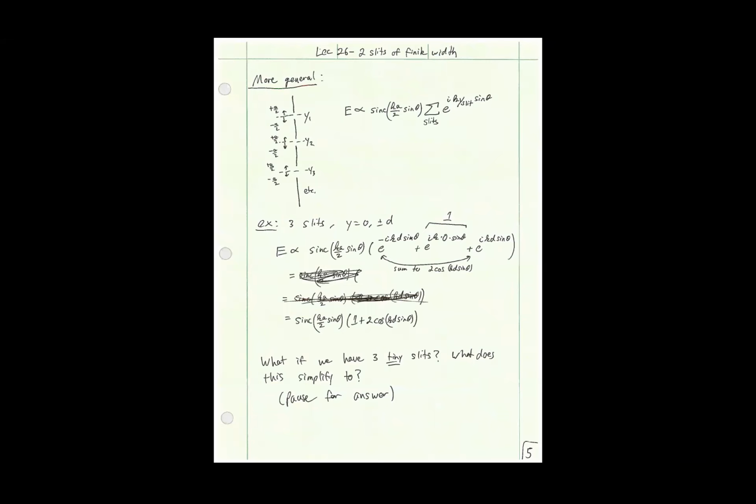All right, more generally, I've been hand-waving and saying small-scale object features lead to large-scale diffraction pattern features, and vice versa. Here's a more general proof. Let's take a whole bunch of slits. And for each slit, we'll say that y1, y2, y3, etc. is the center of that slit.